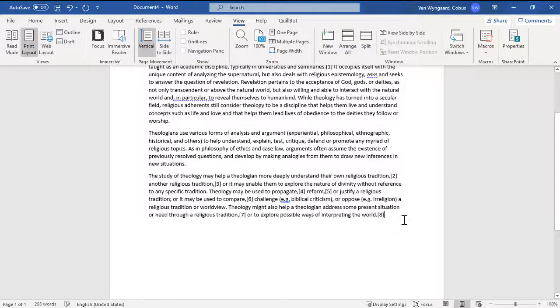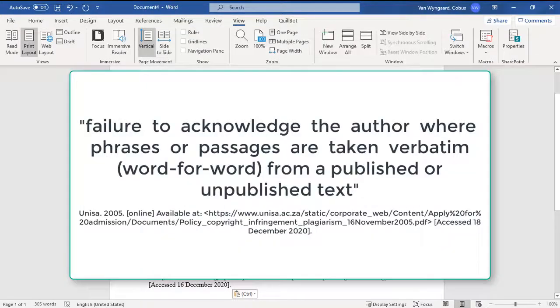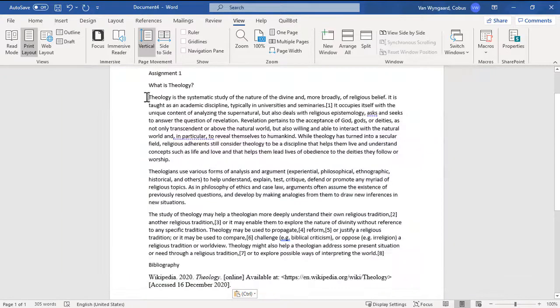This will be a clear example of plagiarism. You are presenting the work of others as if it is your own work. Sometimes students misunderstand this and think that the problem is merely a lack of a bibliography. They might then include a URL or even a full reference in the assignment. However, you are still presenting the words of others as if it is your own. More specifically, this is a failure to acknowledge the author, where the phrases or passages are taken verbatim, word for word, from a published or unpublished text.